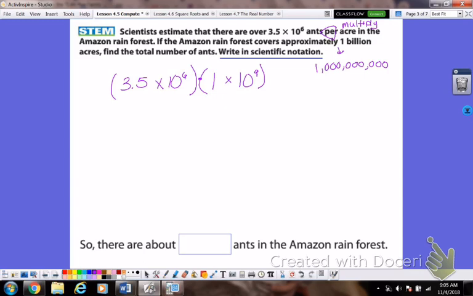Now this one, you could put this in your calculator, or if we think about this, if I were to multiply my leading numbers, 3.5 and 1, well 3.5 times 1 is still 3.5, times 10, and we're multiplying, so we want to add the exponents. 6 plus 9 gives us 15, and you're done. So you really didn't need to use your calculator for this one. Double check down here. So there are about 3.5 times 10 to the 15 ants in the Amazon rainforest. That is a lot of ants. I do not plan on going there anytime soon.